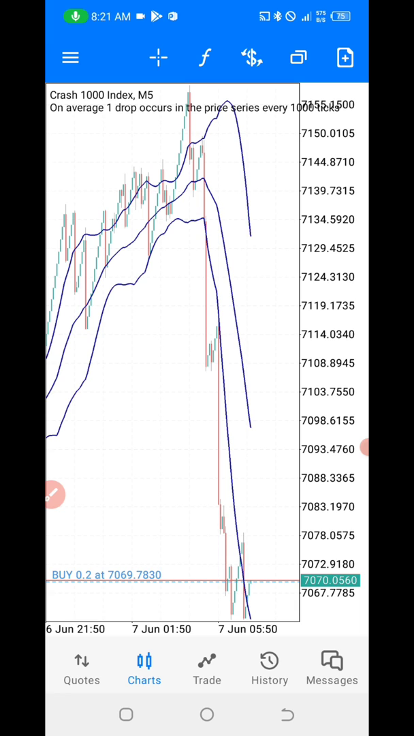Now I want you to take a look at this place. Take a look at this price calibration. Okay, where you have 7155.1500, and then here you have what, 7067.7785, right? Now, irrespective, if you count my own, I think mine is around 18 or thereabout.